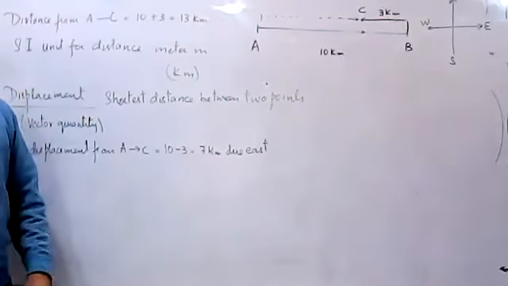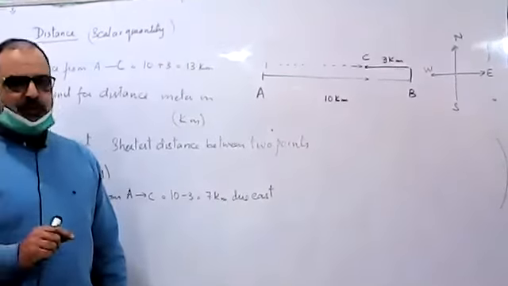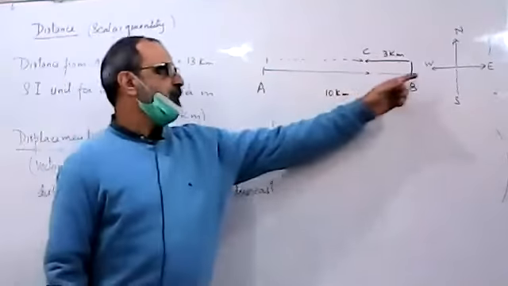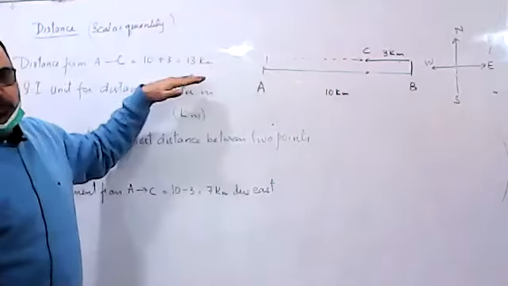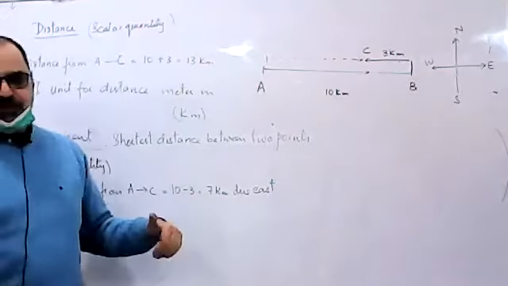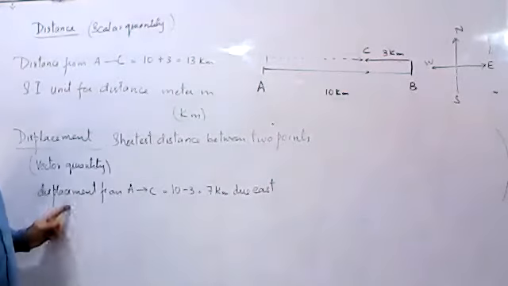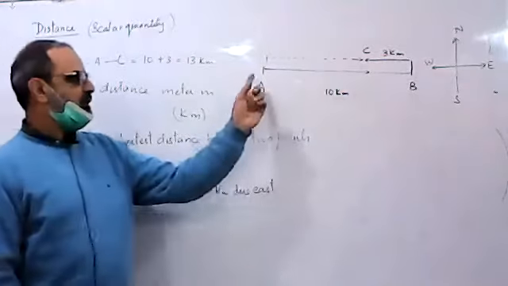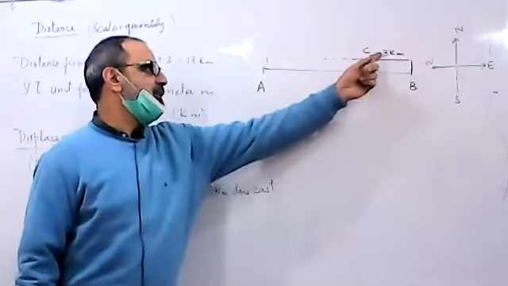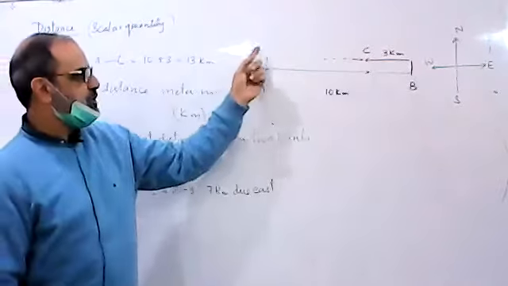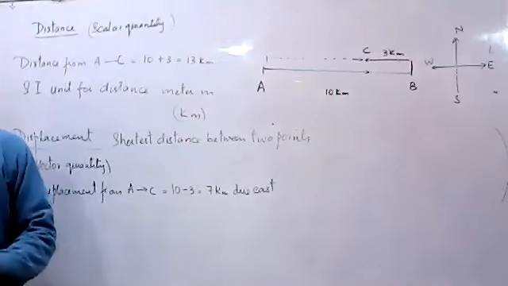So remember, while calculating the distance, you have to follow the whole path, as we did in this case, 10 plus 3, 13 kilometer. But for displacement, you have to follow the shortest path, and in this case, that is 10 minus 3. 10 is the distance between A and B, and from B to C it is 3 kilometer, but from A to C it is 10 minus 3, that is 7 kilometer.